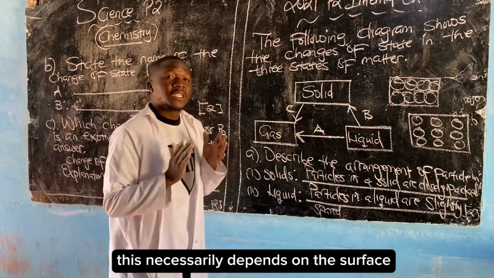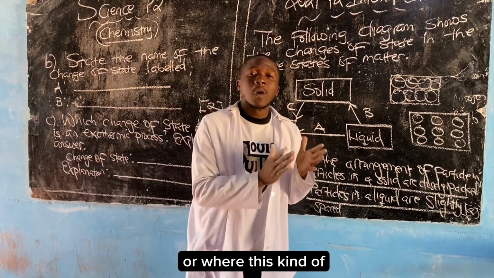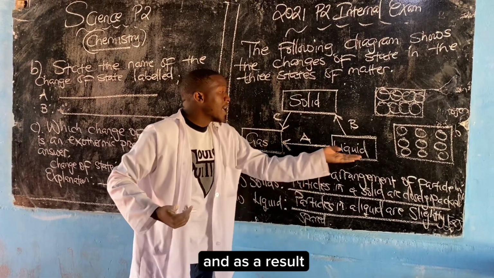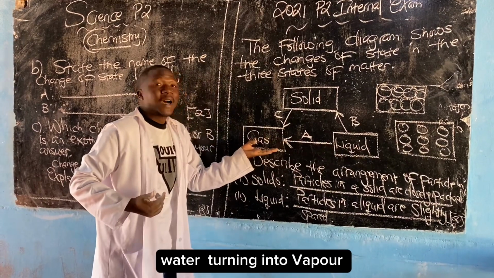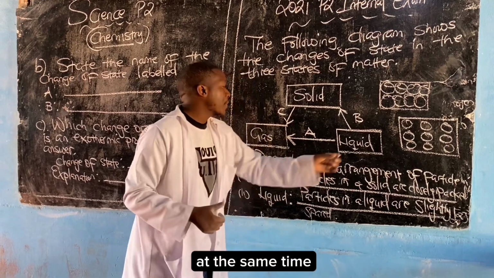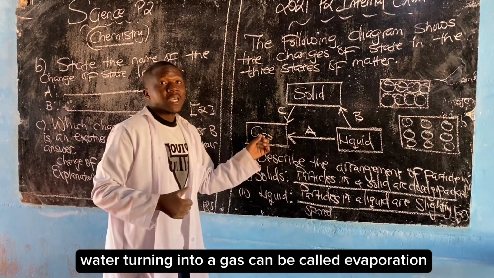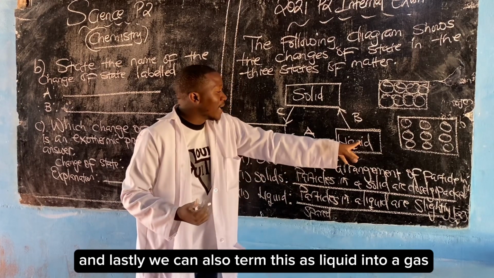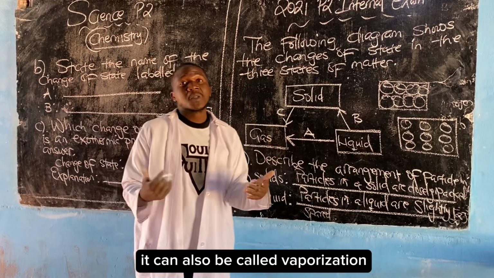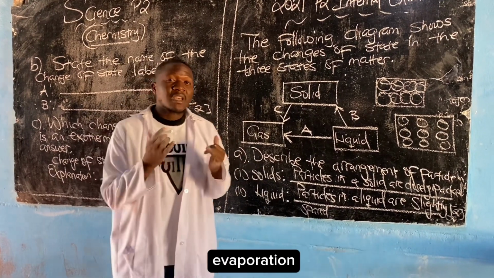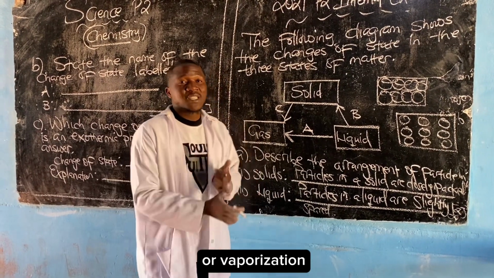This necessarily depends on the surface or where this kind of process is really occurring from. And as a result, water turning into vapor can be promoted by a process called boiling. At the same time, water turning into a gas can be called evaporation. And lastly, we can also term this as liquid into a gas. It can also be called vaporization. So we can either talk about boiling, evaporation, or vaporization.